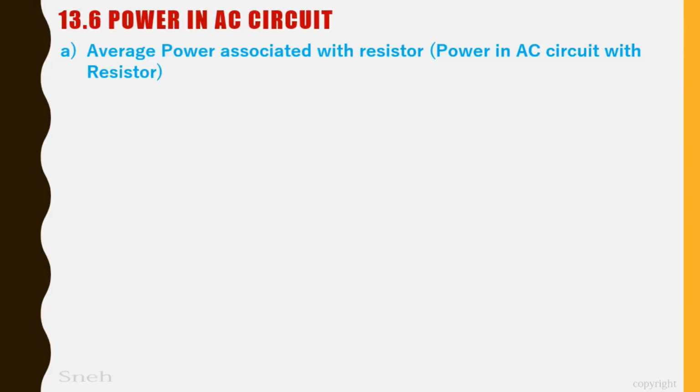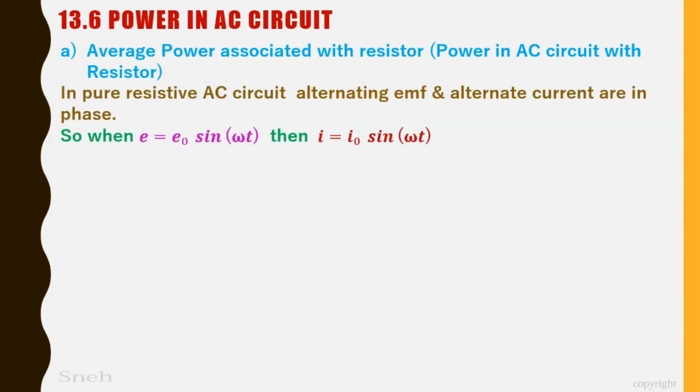So let us start with the first topic on power in AC circuit, that is average power associated with a resistor. Earlier we have studied a resistor connected in an AC circuit, how it behaves, and we are familiar that in that circuit EMF and current are in phase. And as EMF and current are in phase, we can write the equations as E is equal to E0 sin omega t and I is equal to I0 sin omega t.